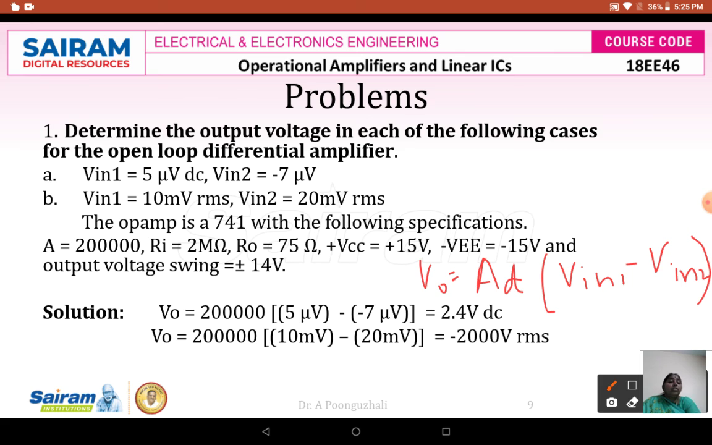So minus 2000 volts means I cannot get it, as the output of your operational amplifier can be maximum plus or minus 13 volts there. So in that case I cannot get your minus 2000 volts RMS. My output will be saturated to minus 13 volts. So my op-amp output will be minus 13 volts and it will not be minus 2000 volts there. Okay, so this is your concept for your open loop differential amplifier. In the next class we will be seeing about your closed loop amplifier, your operational amplifier with a negative feedback. Thank you.